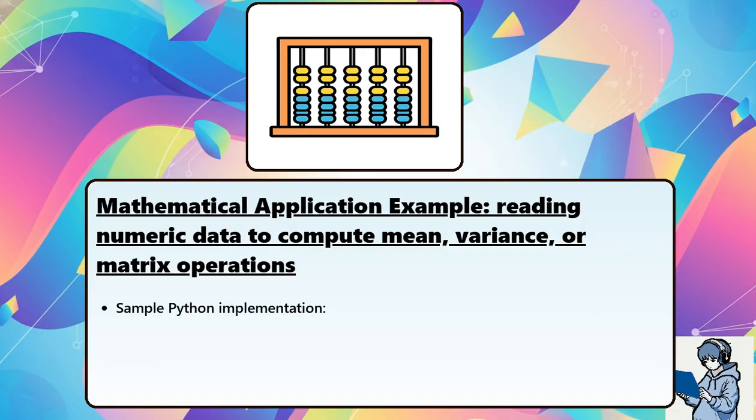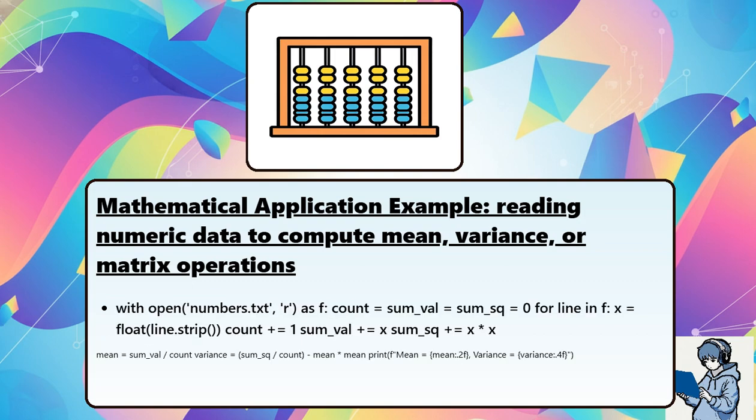Sample Python implementation. Import math. With open numbers.txt in read mode as f: initialize count equals 0, sum_val equals 0, sum_sq equals 0. For each line in f: convert line.strip() to float x, increment count by 1, add x to sum_val, add x times x to sum_sq. After the loop, compute mean equals sum_val divided by count. Compute variance equals sum_sq divided by count minus mean times mean. Print mean and variance formatted to 2 and 4 decimal places.